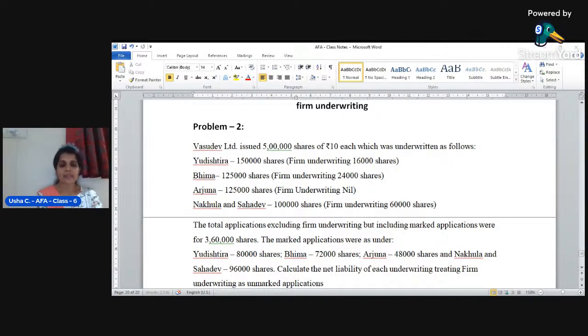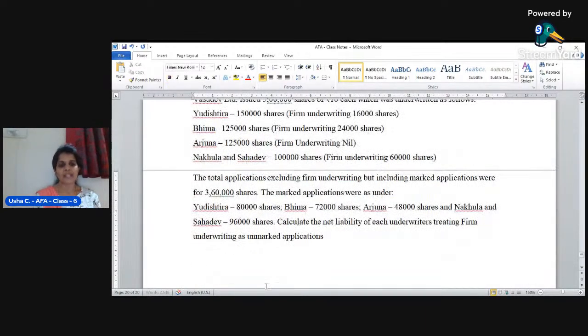treating firm underwriting as marked applications. So look at the question here: treating the firm underwriters as marked application. This is actually the main hint. You have to consider the firm underwriting as marked application.